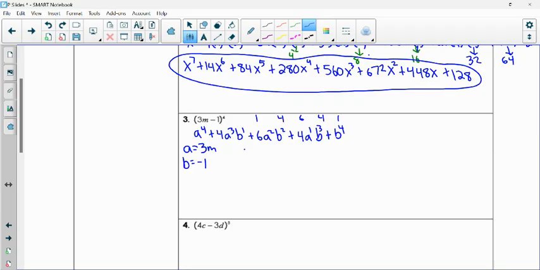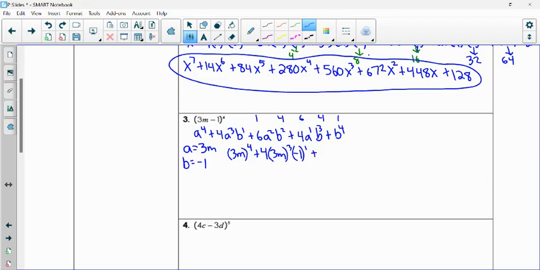So that would give us a to the fourth. So be careful here because we have to put 3m all in parentheses because we're raising that whole thing to the fourth. 3m to the fourth. And then plus 4. I'm taking a to the third, so I'm, again, raising 3m now to the third, the whole thing raised to the third. And I'm raising b, which is -1, to the first.